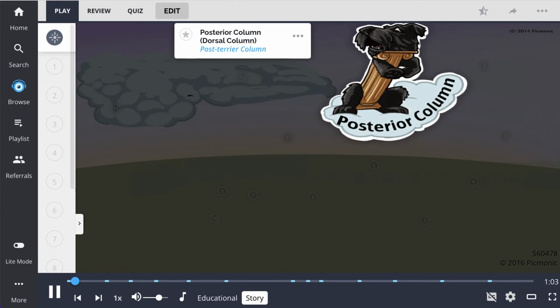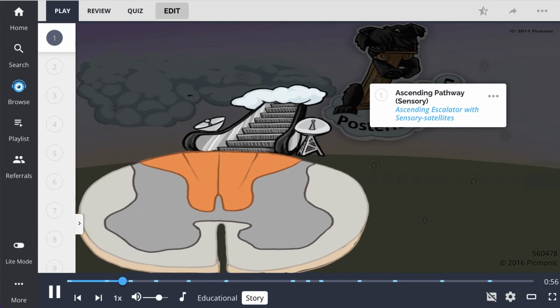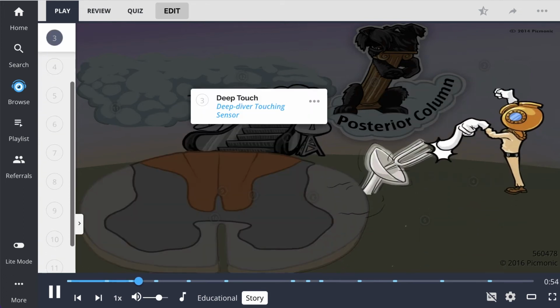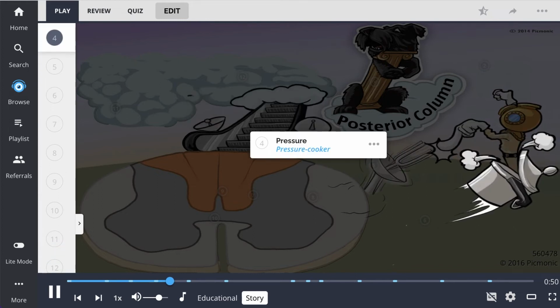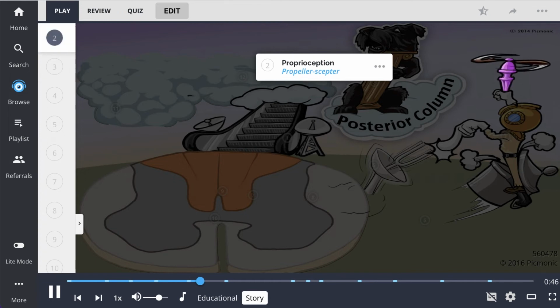All dogs go to heaven, just not right away. This posterior column died and thought it was an easy route to the ascending escalator. His deep diver owner tried to chaperone his ascent and launched himself towards the heavens after his little pooch using a pressure cooker. And he continued to float up into the clouds following his dog using a propeller scepter.